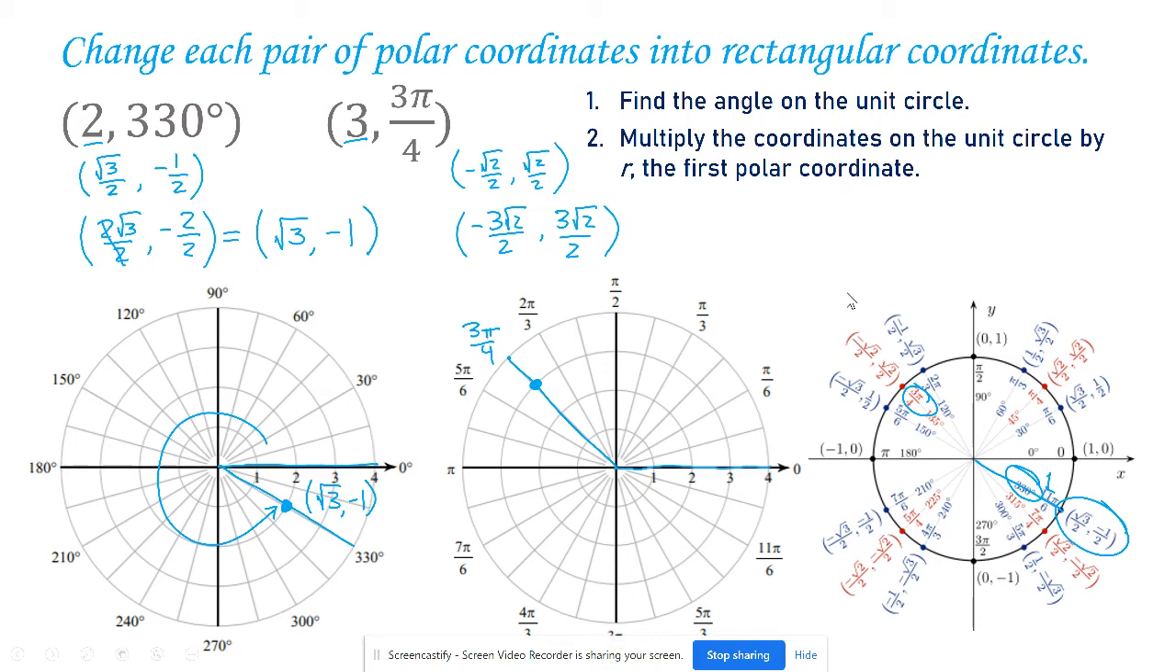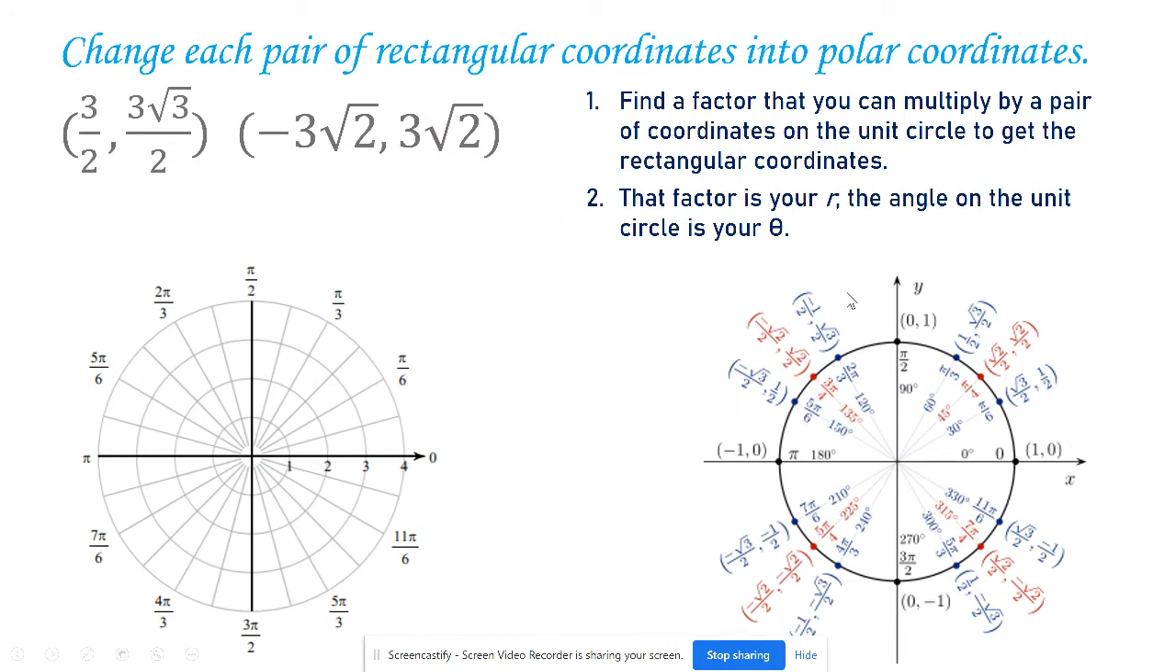I think going the other way is where it gets a bit harder. And I'm going to explain this the best I can and kind of walk you through how I think through these. So it says the first step is to find a factor you can multiply by a pair of coordinates on the unit circle to get your rectangular coordinates.